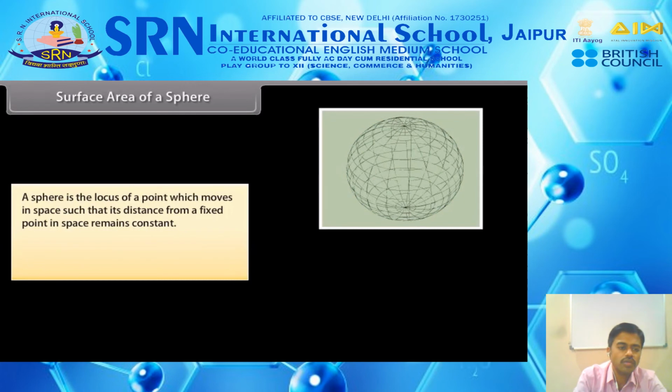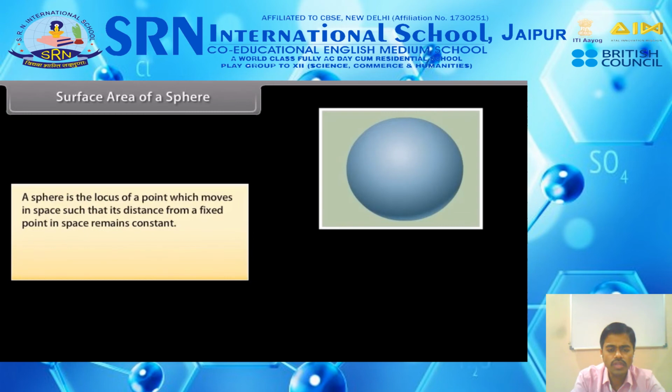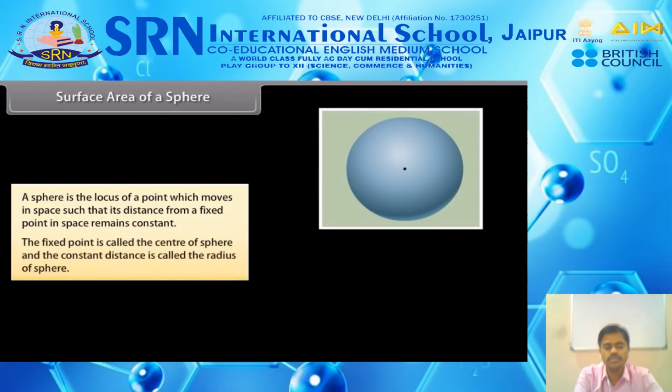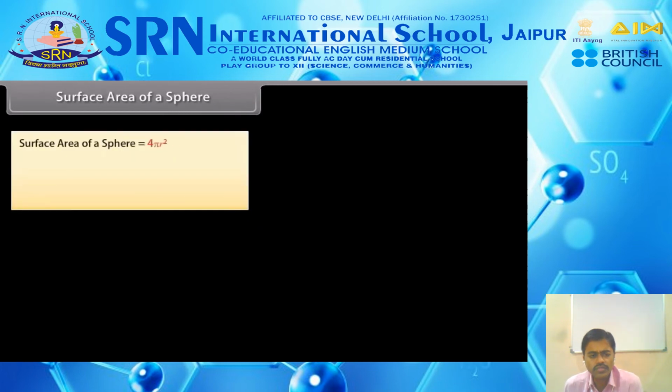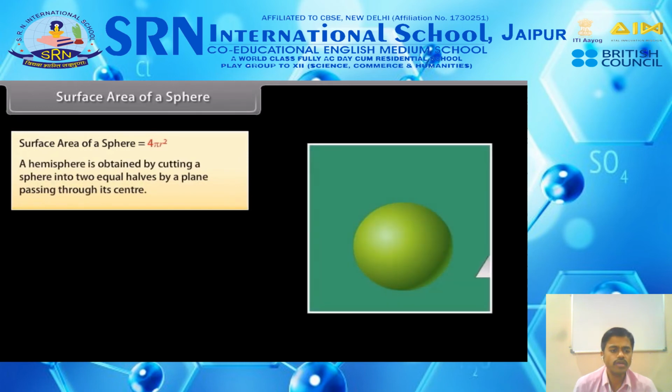Finally we will talk about surface area of a sphere. The globe is the structure of a sphere. There are some other examples of a sphere also, like earth, like a cricket ball. Now these are the spheres. So every sphere has a center and a radius. Surface area of a sphere is given as 4 pi r square.